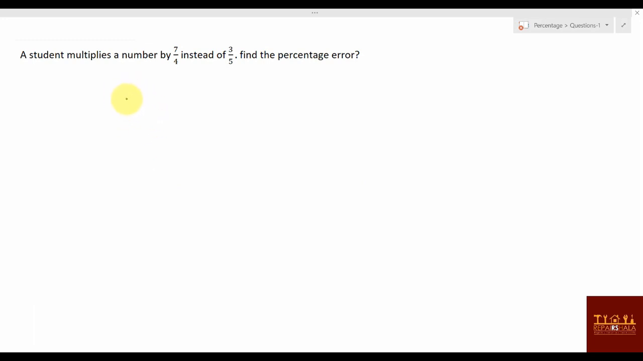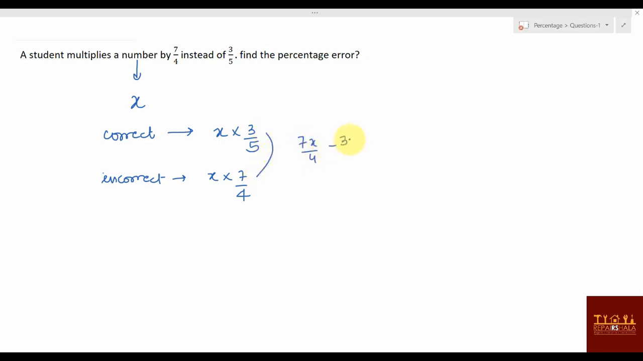I'm assuming he is actually multiplying that number. I'm assuming that number is x. Now the correct value will be what? You can say if he multiplies with 3 by 5, and the incorrect value is when he is multiplying with 7 by 4. How much change is happening? You can say 7x by 4 minus 3x by 5. This much change is happening.